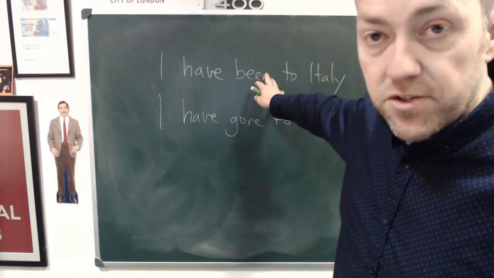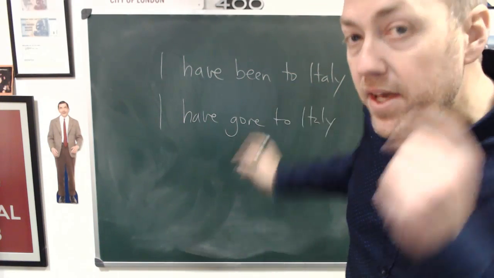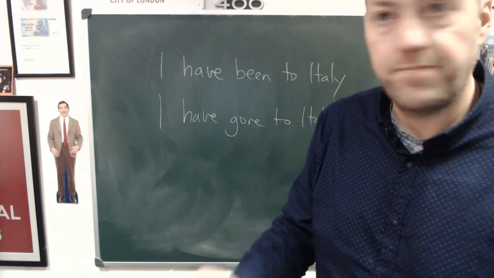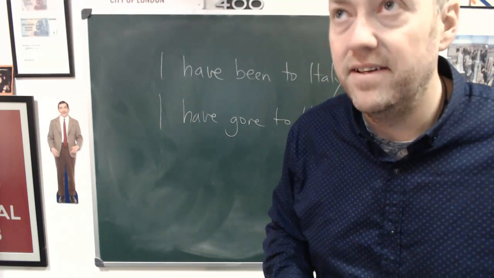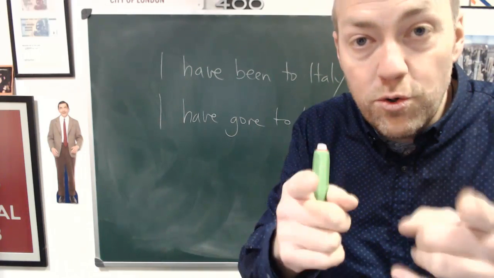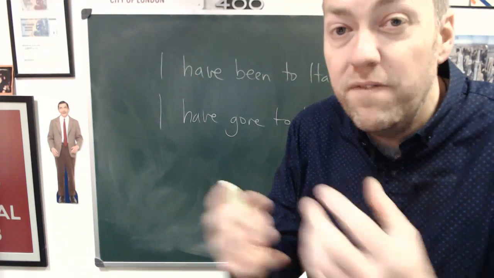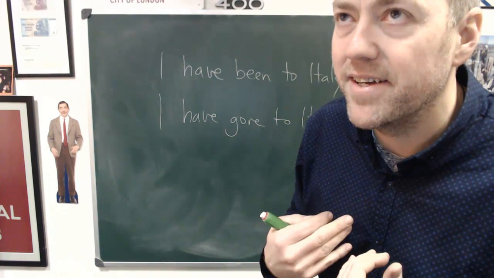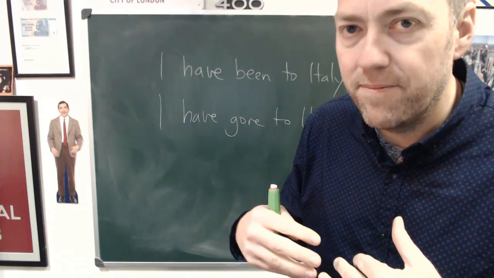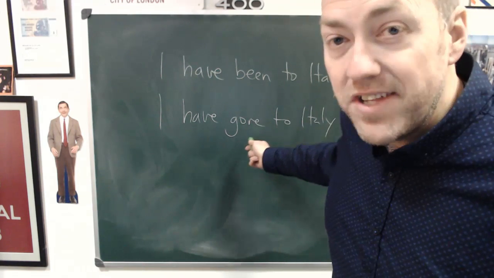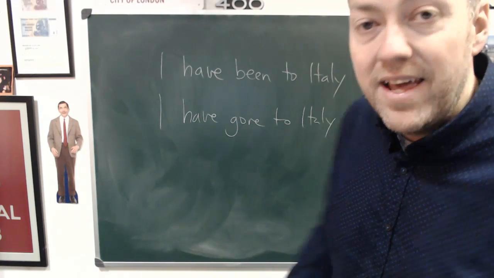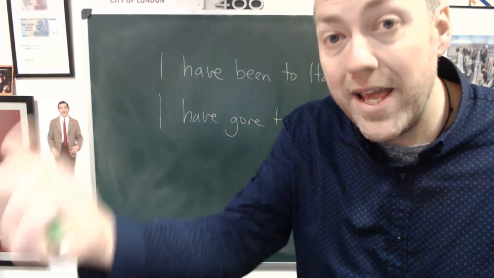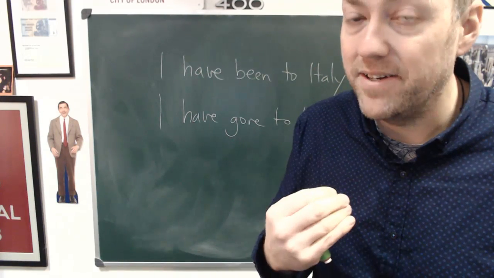Okay? The first one, I have been to Italy, means that at one time in your life, maybe last week, maybe 10 years ago, you went to Italy. You visited Italy. And then you came back. You came back to your country. But if you say, I have gone to Italy, that means that now you are still in Italy. You went, but you didn't come back.